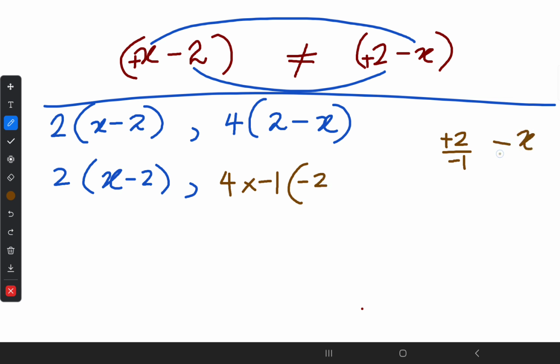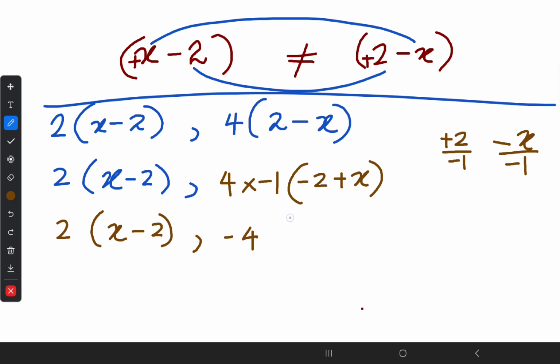Negative x divided by negative 1, negative and negative, it will become positive x. Look at this carefully. 2 times x minus 2, it remains the same. 4 multiplied with negative 1, it is negative 4. I will change the order only. I'm not going to change the direction anymore.